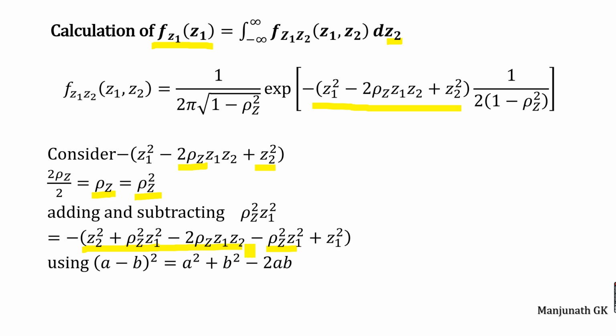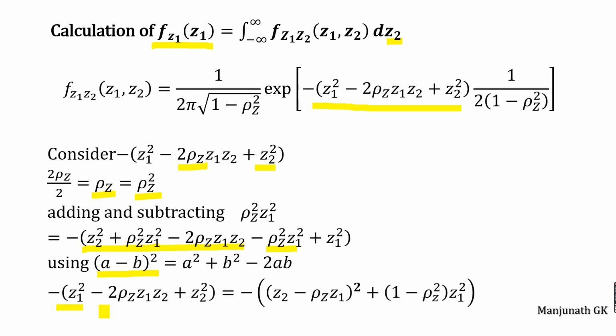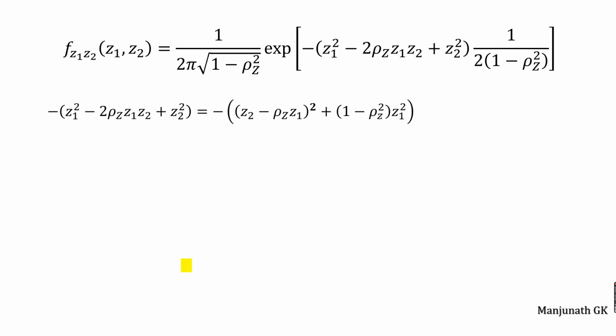First, these three terms are in this form so that it can be adjusted to (a minus b) whole square format, so the given equation can also be written in this form. From these two terms, z1 square is common, so that 1 minus rho square can be written inside the bracket. Alright, so this is the given bivariate PDF.